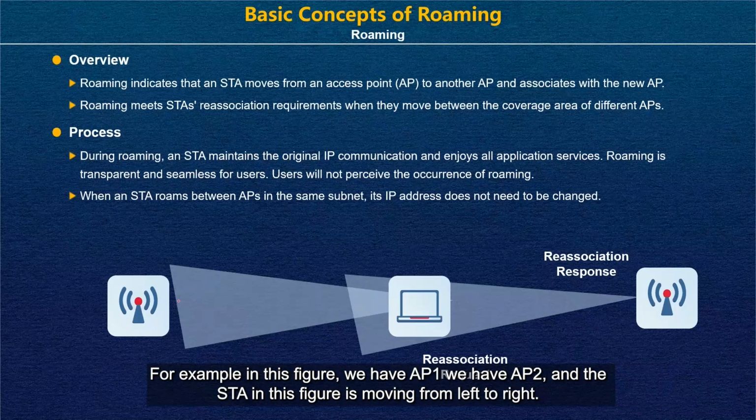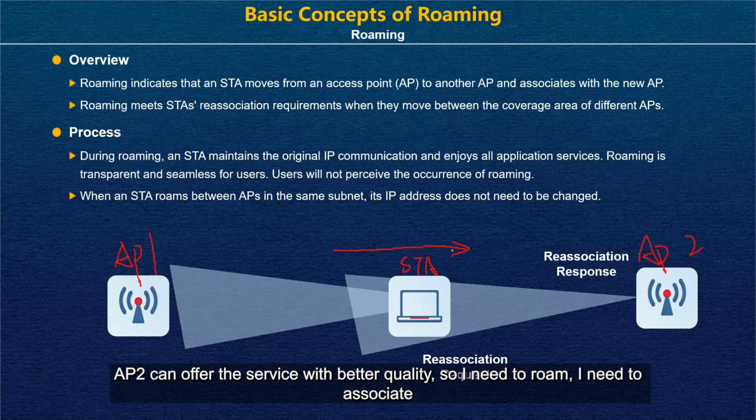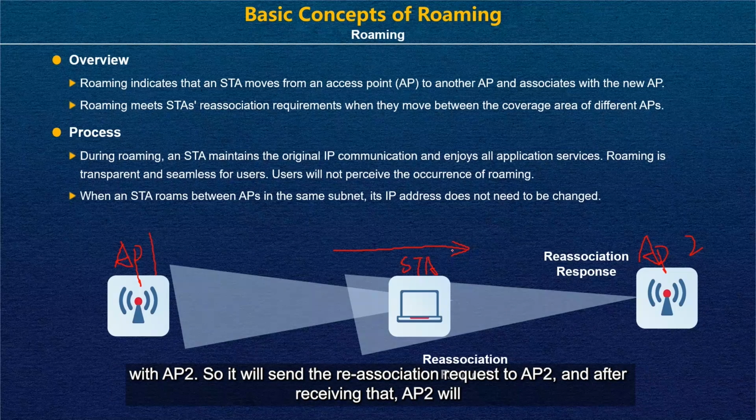For example, in this figure, we have AP1, we have AP2. Right? And the STA in this figure is moving from left to right. So in this process, it's getting closer and closer to AP2. And the STA will detect that right now, AP2 can offer the service with maybe a better quality. So I need to roam. I need to associate with AP2.